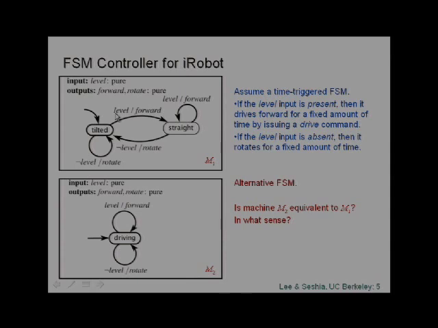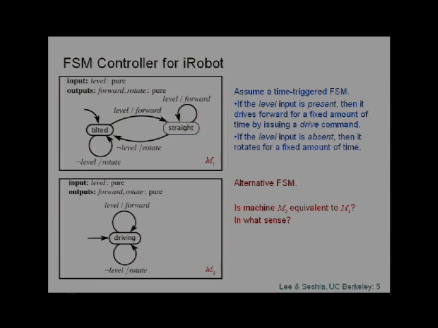And so you might just think of creating a simpler model where you have a single mode, and whenever the input is level, the output is forward, and whenever the input is not level, the output is rotate. Okay, so now we have two possible models for this driving behavior of the iRobot. One with two modes and one with a single mode, and they are both time triggered. So they both take their transitions on the tick of the same clock, let's assume.